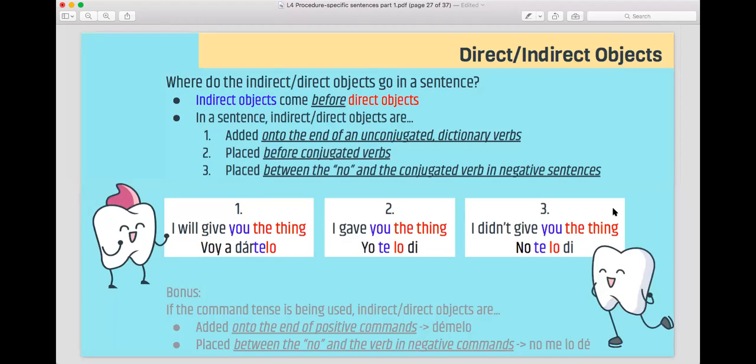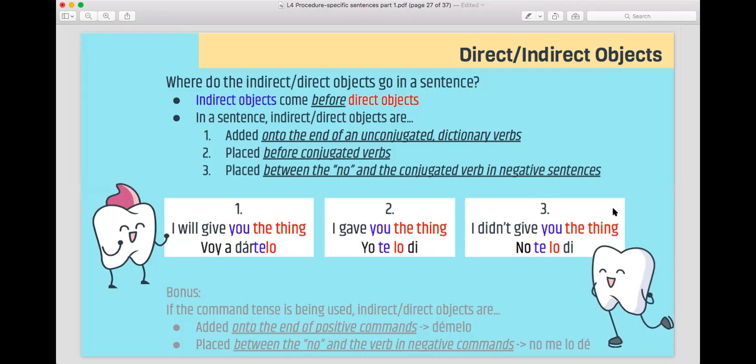Next, where do we place each of these words in a sentence together? So overall, in a sentence, the indirect and direct objects will be either, there's three situations in the present tense. They will be added on to an unconjugated dictionary verb. And you can see below, we have the verb dar, which is unconjugated. And we would get dártelo, give you the thing. Dártelo. It's kind of just created into one big conglomerate word.